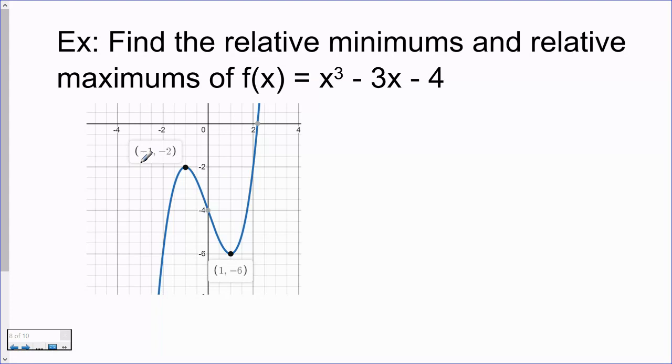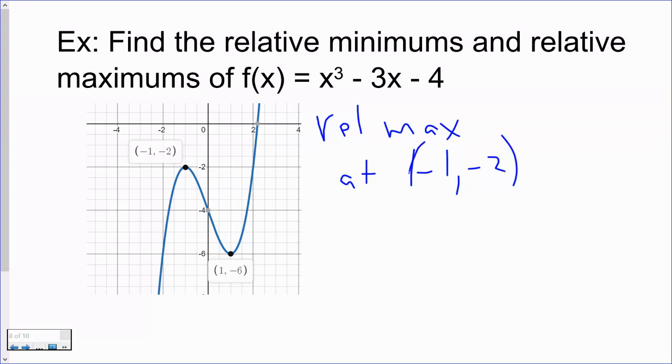So this point right here, this coordinate point, is a high value. So it's going from increasing and going back down to decreasing. So we call that a relative max. So I've got a relative max, and that's at the coordinate point (-1, -2).